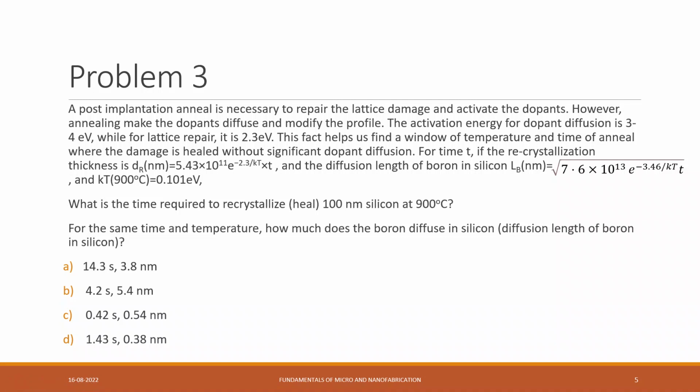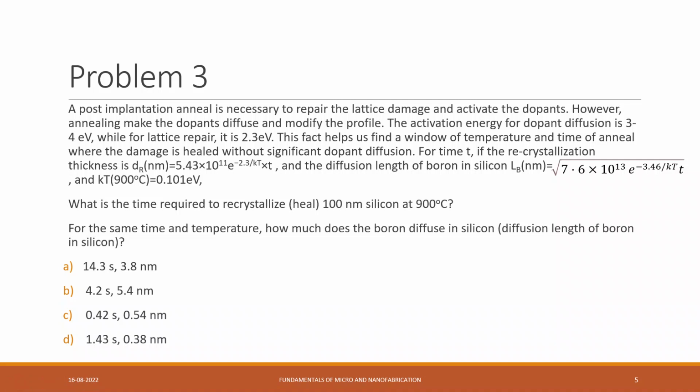The activation energy of dopant diffusion is 3 to 4 electron volt, while for lattice repair it is 2.3 electron volt. So there is a difference in the activation energy, and we use this window of temperature such that we can perform our repair with no significant diffusion. So there is this recrystallization thickness dr which is given.